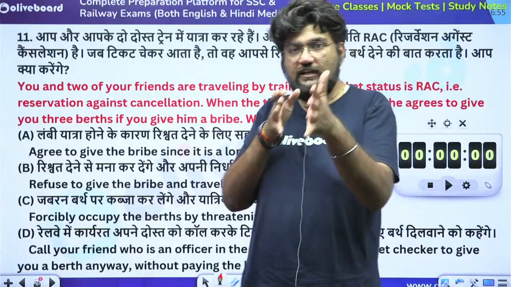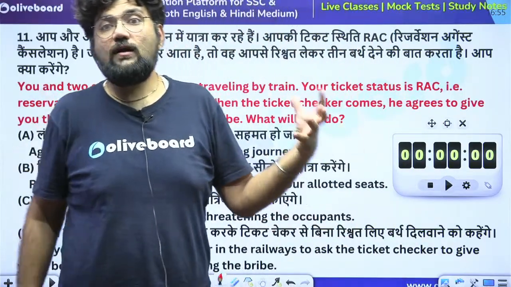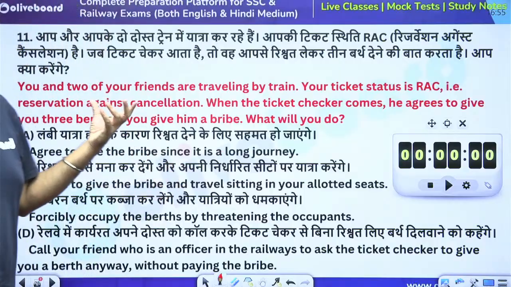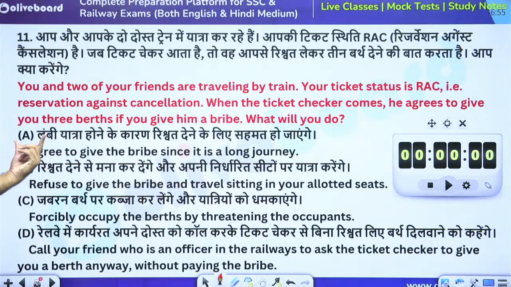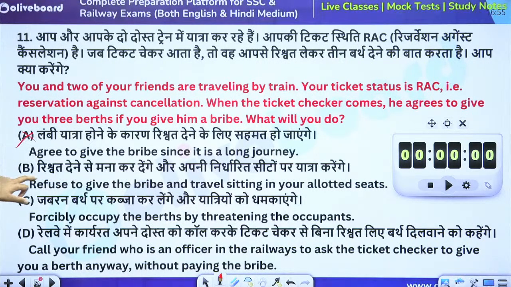You have to always stick to as close as to the ideal phenomena. That ideally what is expected. If somebody is asking a bribe, what do you do? Agree to give the bribe since it is a long journey? Not at all. Cancel it right away. Refuse to give the bribe and travel sitting in your allotted seats? Okay, we'll come back to this. Forcibly occupy the berths by threatening the occupants? Obviously not. And call your friend who is an officer in the railways to ask the ticket checker to give you a berth anyway without paying the bribe? No. A lot of people do these things, but there's a very clear answer. Option B.